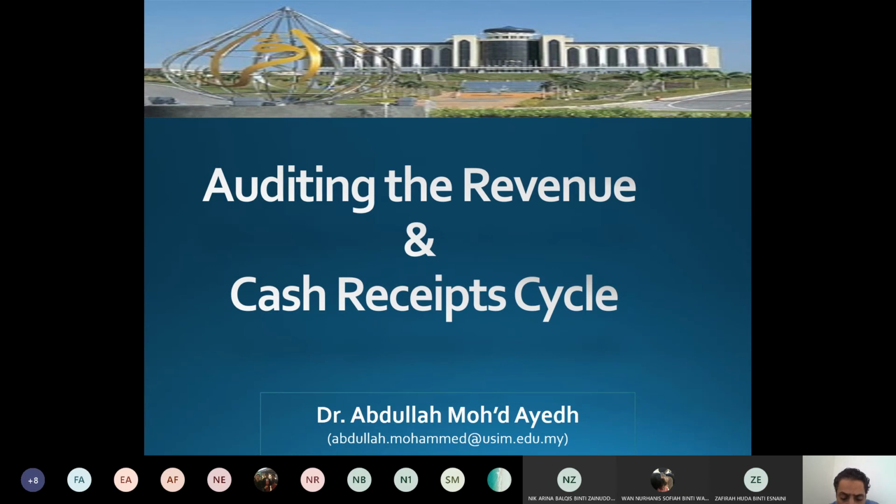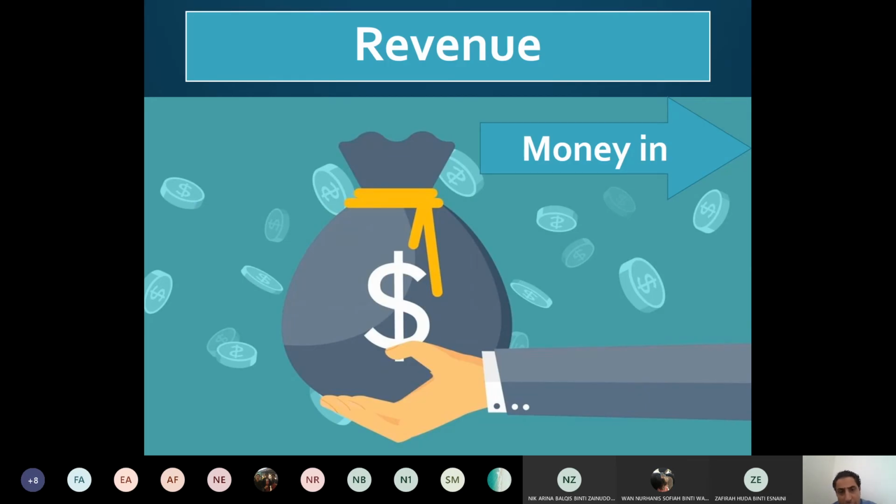So today's topic is about auditing the revenue and cash receipt cycle. So we know what revenue is. Revenue is money flowing into the company, either by operation, by selling goods, or by selling services. Okay, so this cash in or money in, we should recognize it and record the transaction.